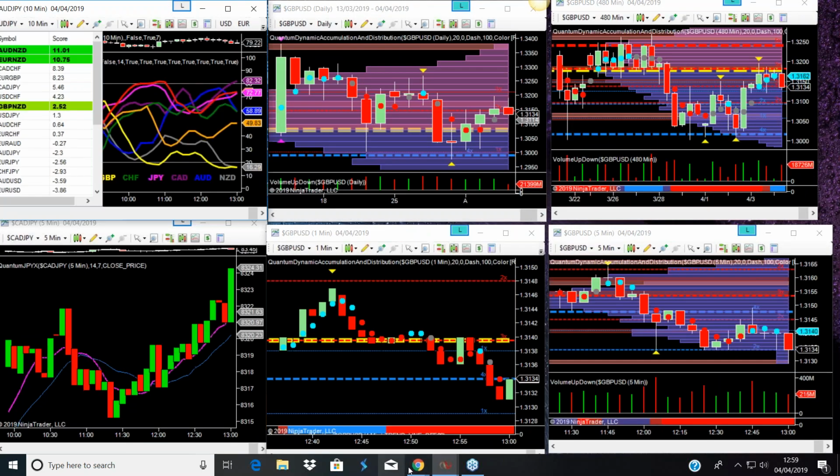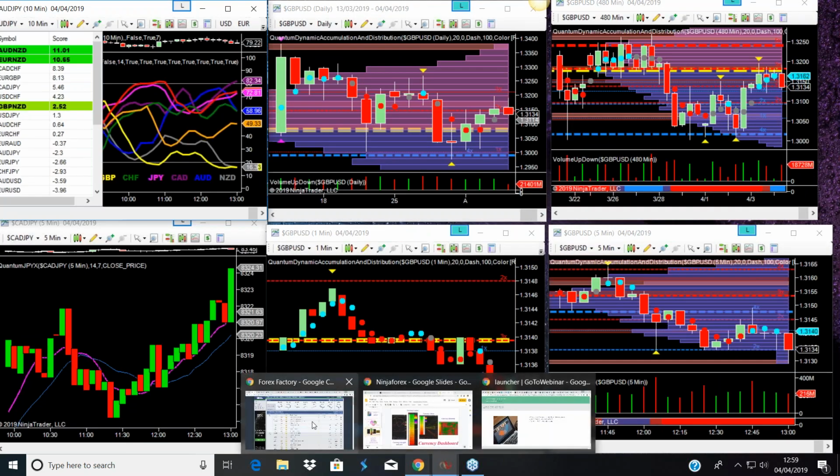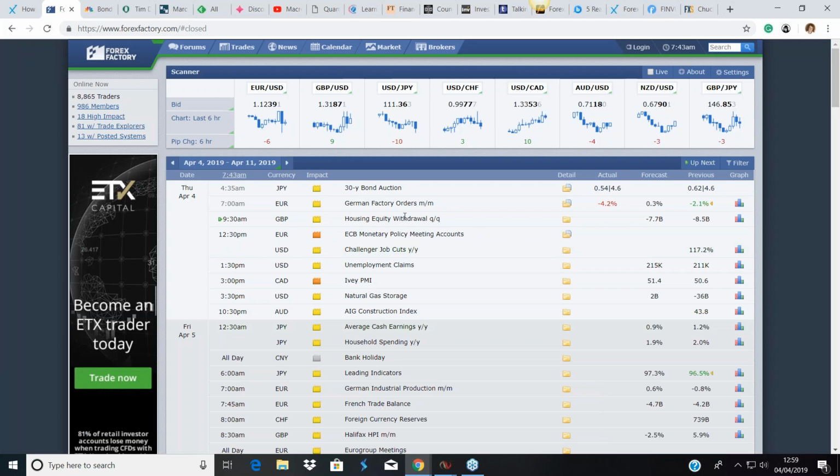If you were around for the European Open, you will have known, or you will certainly have read by now, that this was the piece of fundamental news that caused the volatility. The German factory orders coming in at minus 4.2, way under the forecast, and certainly worse than the previous print of minus 2.1. That tells us an awful lot about the situation in Germany and in the Eurozone generally.